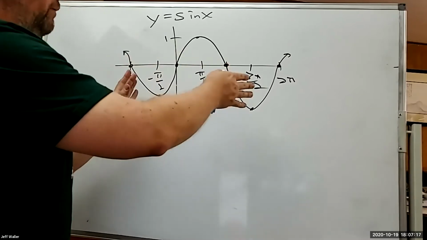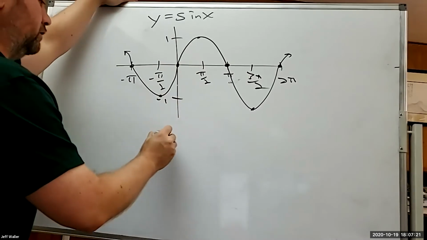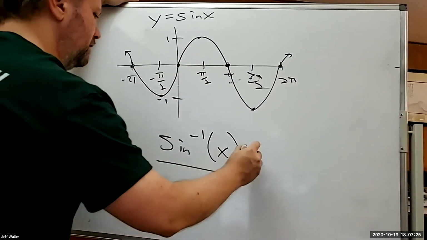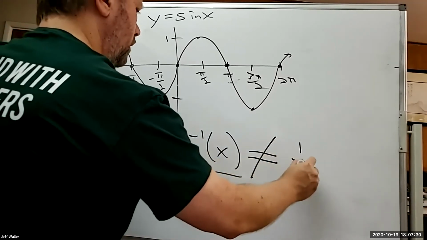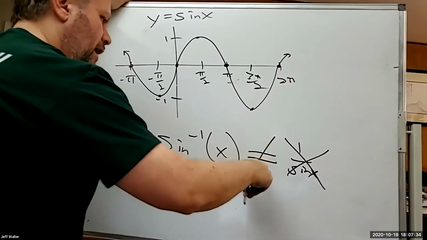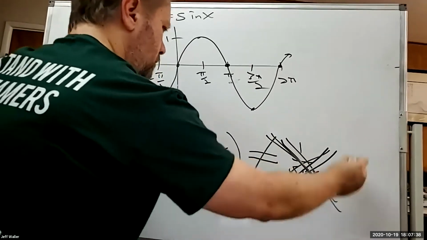The main problem with this function, if I want to start talking about the inverse function, I want to talk about this, which does not equal 1 over sine. I don't even feel right writing that, even though it's a not equal to. Not equal to this. No, get out, stop it. No, stop.